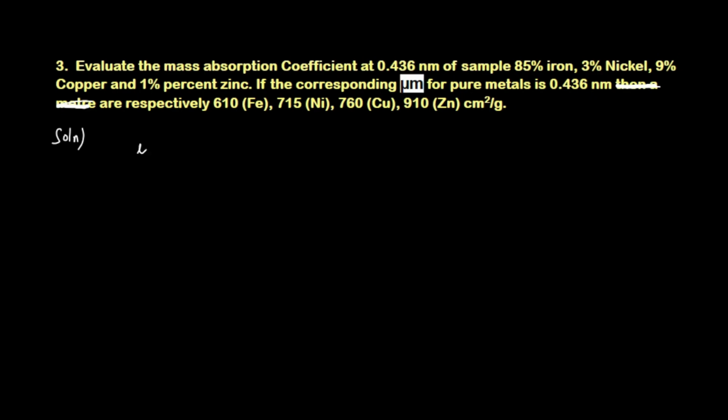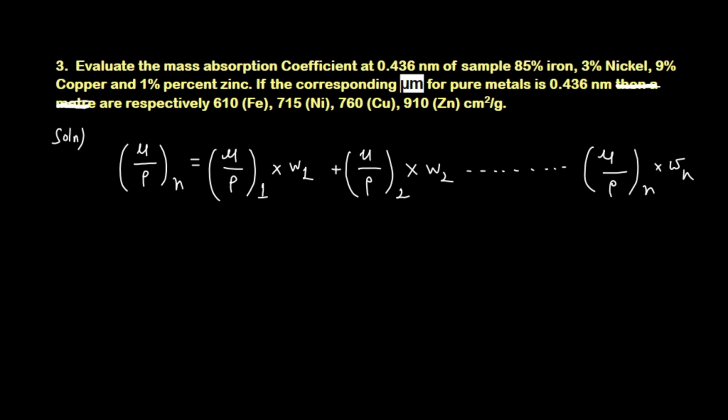So if you have n number of species, you can calculate what? This mu by rho for the n species is nothing but the sum of all the individual constituents present in the alloy. So the formula which you will take: mu by rho, and you are having different metals, say iron you are having. So say your first is iron, and then you will multiply this with the weight, and then plus your second one. The mass absorption coefficient of an alloy is the weighted average of the pure metals, right?